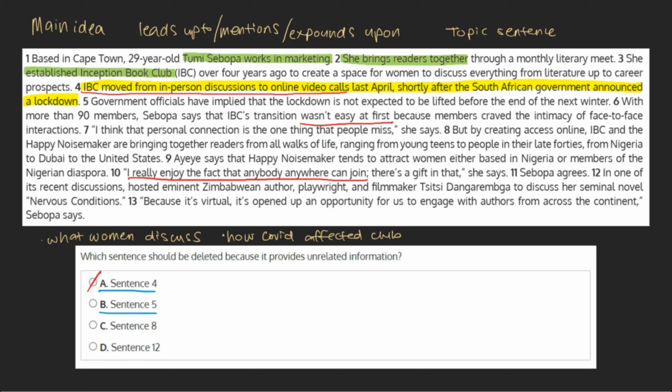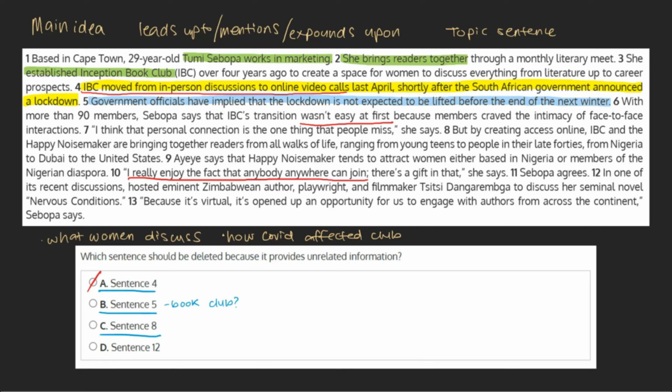B. Sentence 5. Government officials have implied that the lockdown is not expected to be lifted before the end of the next winter. While this does mention the lockdown, that's only half of our main idea. This sentence makes no mention of the book club. As this doesn't actively develop our main idea, this is a strong contender for our answer, but we can take a look at the other choices.